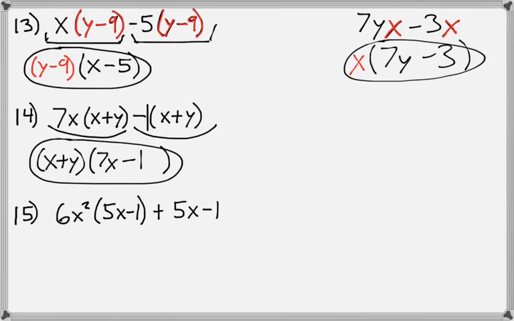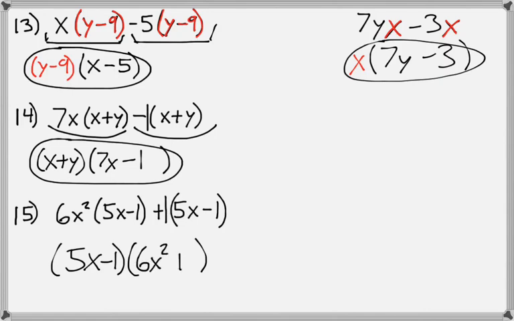So with 15, it looks a little bit different because I don't see another parentheses there. But I do see that they both have 5x minus 1. So I can actually put my own parentheses here and, like the other one, put my own implied 1 here. So when I actually factor this, it's the 5x minus 1 that's common to both of them, or what's in parentheses. I'm going to write that once. And then what's not in parentheses, so the 6x squared and the plus 1, that combines to become your other factor. So that would be your final answer.